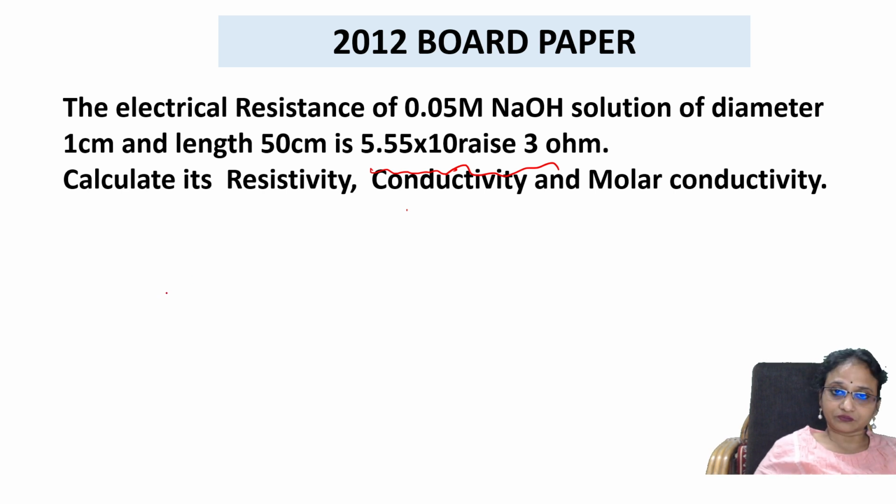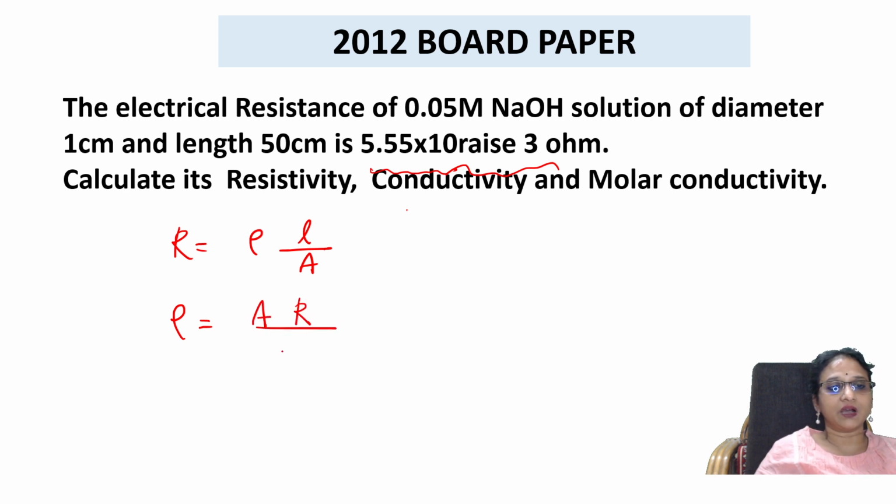First of all, let me see. I have a page. Let me do it. First of all, what is the resistivity formula? Yes, students, resistance R is equal to resistivity times L by A. Take out the resistivity: rho is equal to A R by L. Am I right? Yes.